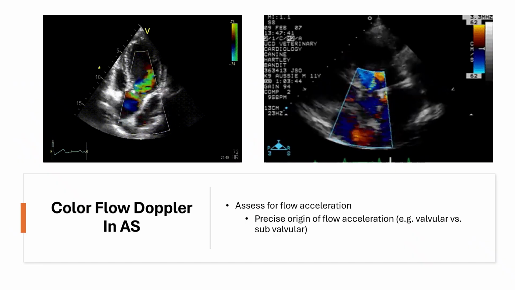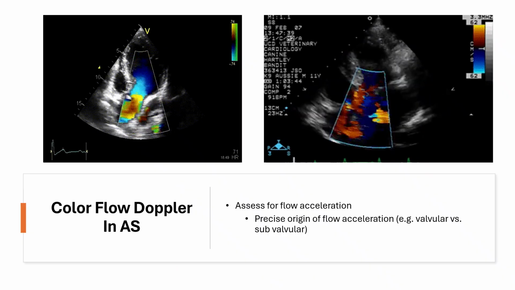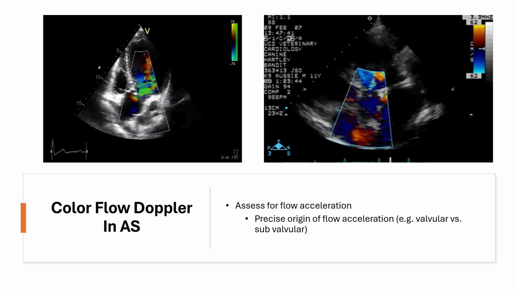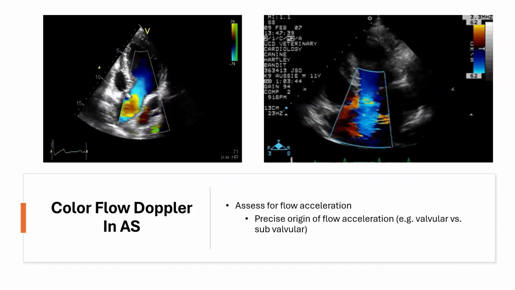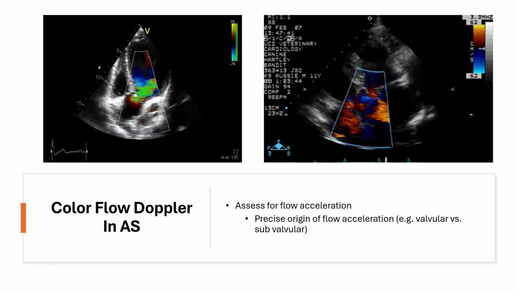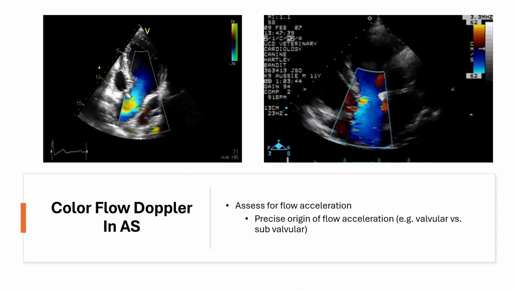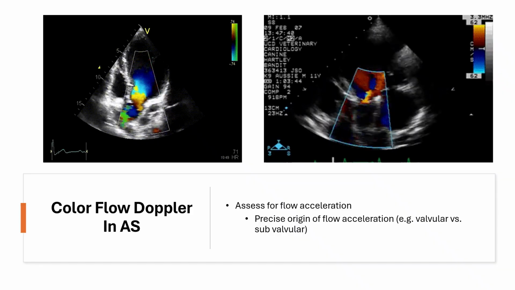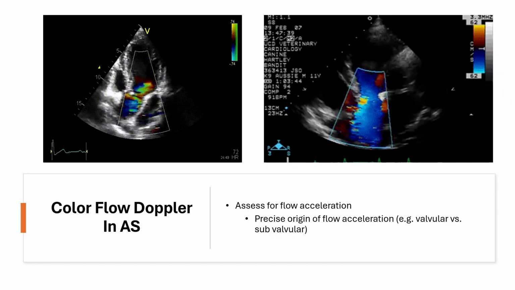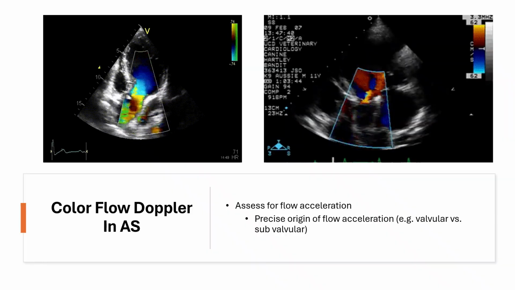Color flow Doppler is an important tool in assessing and working up patients with aortic stenosis. You want to look for flow acceleration. You need to know exactly where this flow acceleration starts happening. Is it occurring at the level of the aortic valve itself, or within the subvalvular apparatus, such as, for example, in a patient who has a subaortic membrane, or in the supra-aortic or supravalvular area?